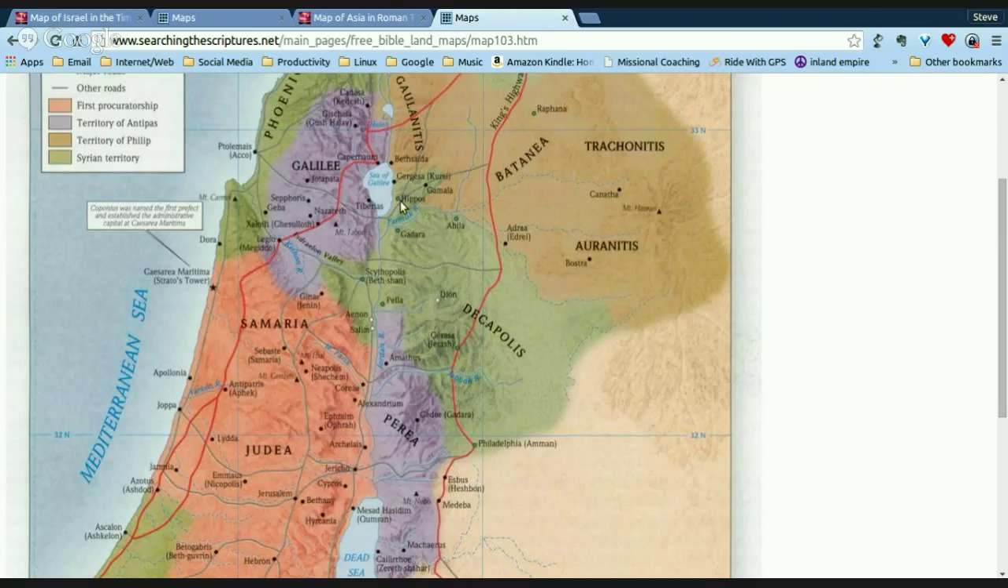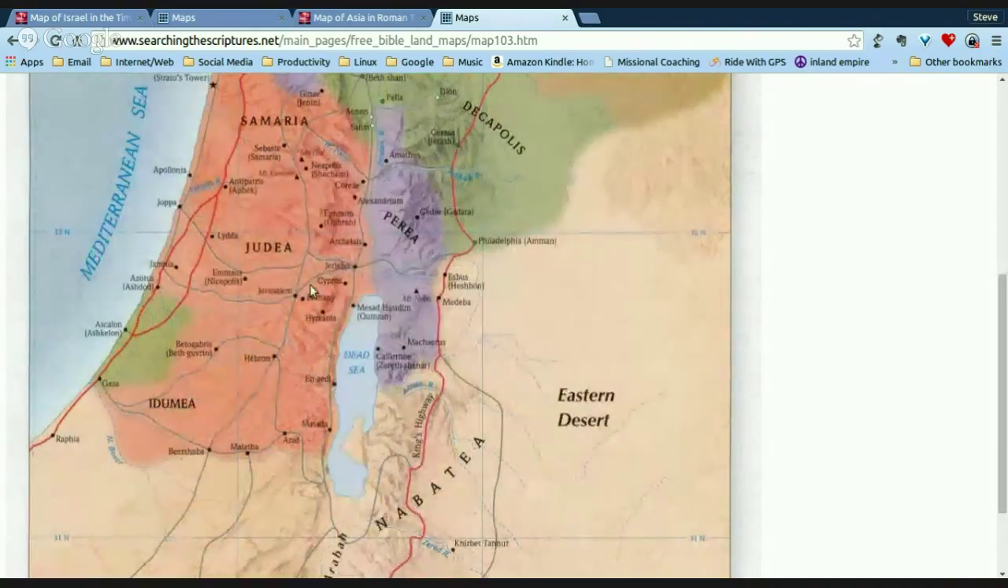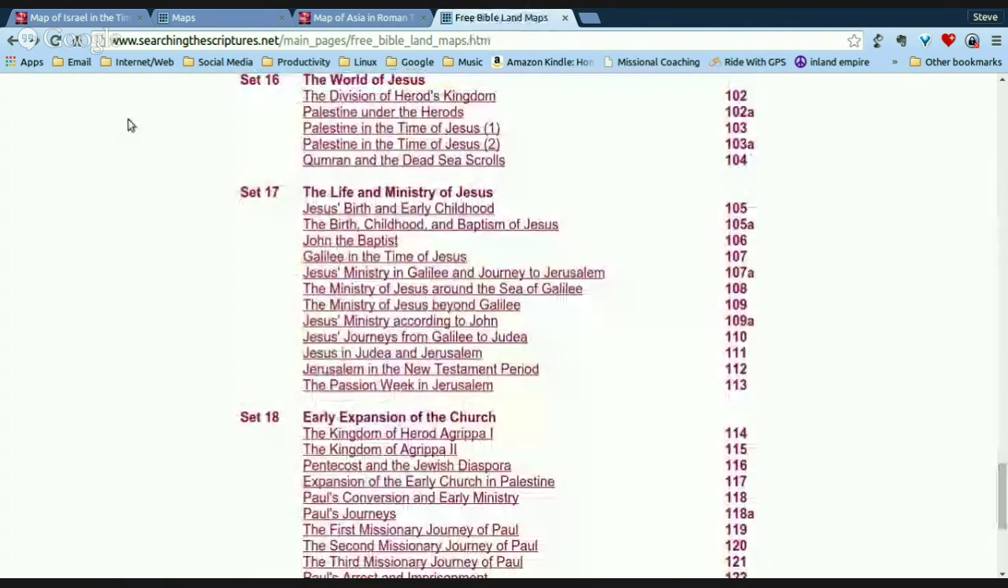This part of the world is known as the Decapolis, and it's primarily a Gentile region. So when Jesus comes over here, this is probably Gergesa, where he, in Mark chapter 5, casts out the legion of demons from the man who couldn't be chained. Here you have Jerusalem and the Judean Valley. Here's Jericho, the Jordan River where Jesus was baptized.